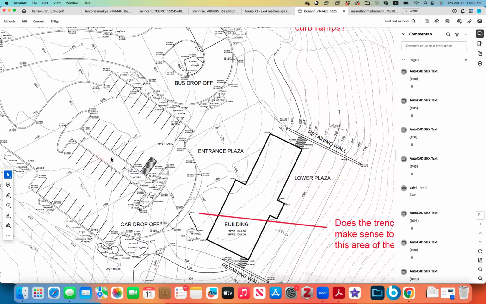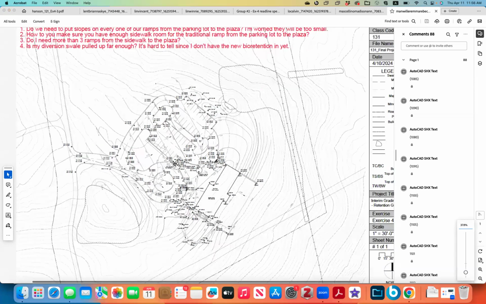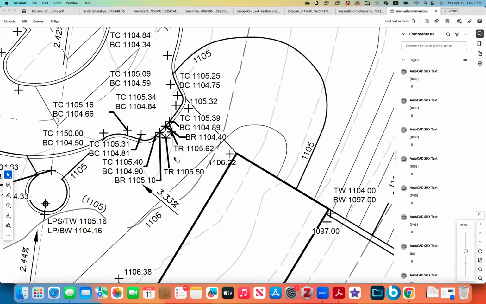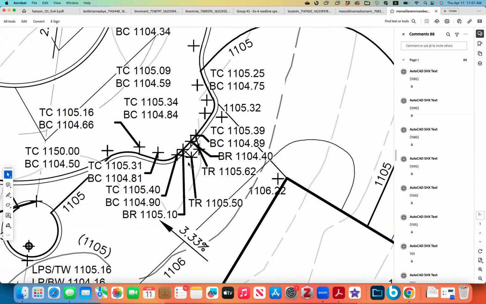Emma, right in the middle. Okay. Do we need to put slopes on every one of our ramps from the parking lot to the plaza? You need slopes for the ramp portion. Otherwise they'll be too small, so it does get pretty crowded. Yeah, you would need to include the slope for this one. Okay. But that's not the one. Not like the other, you do not need the side flares.